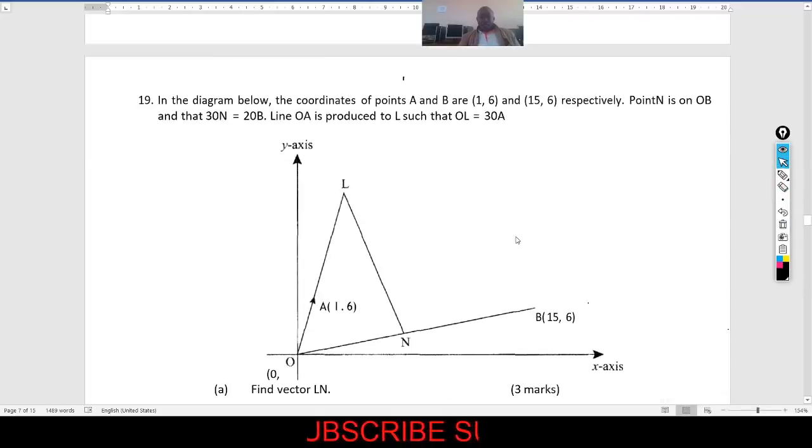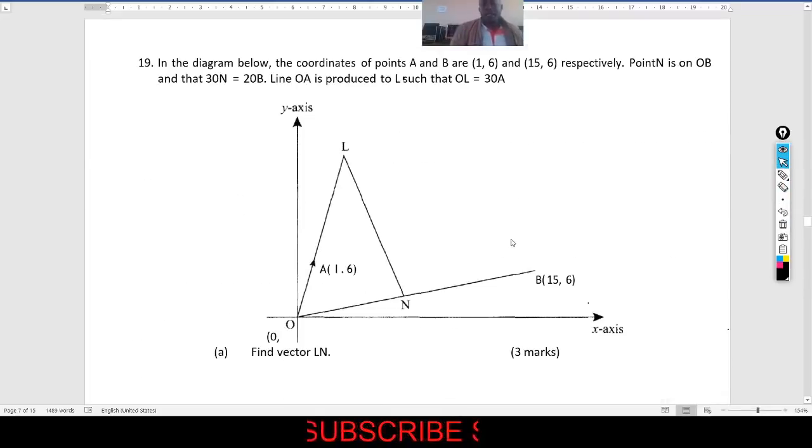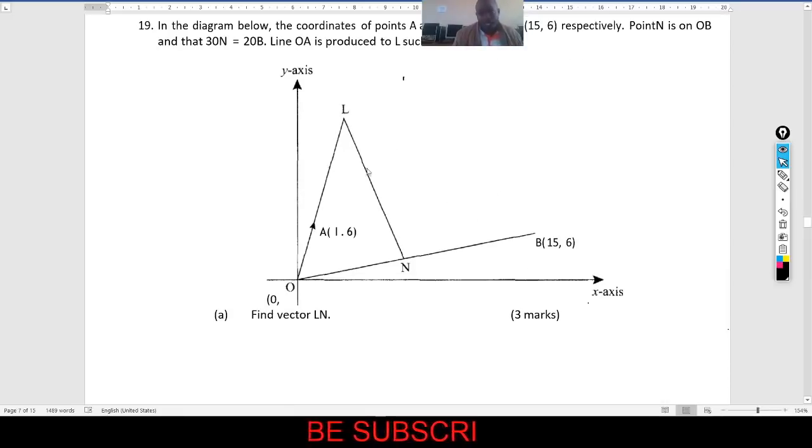19. Question number 19 is a question on vectors and mostly dealing with collinearity. So it might not appear like this one exactly, where you are dealing with points, but you might be given a question dealing with collinearity that you have to show that points are collinear. To show that points are collinear, like we said from our previous tutorials, first of all, you have to ensure that they are parallel.